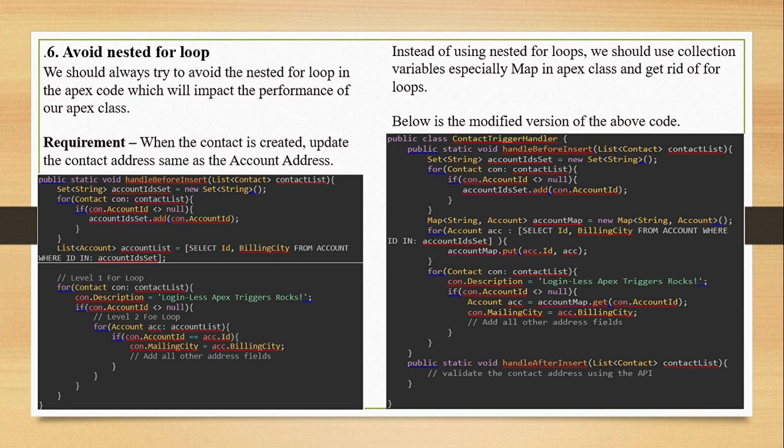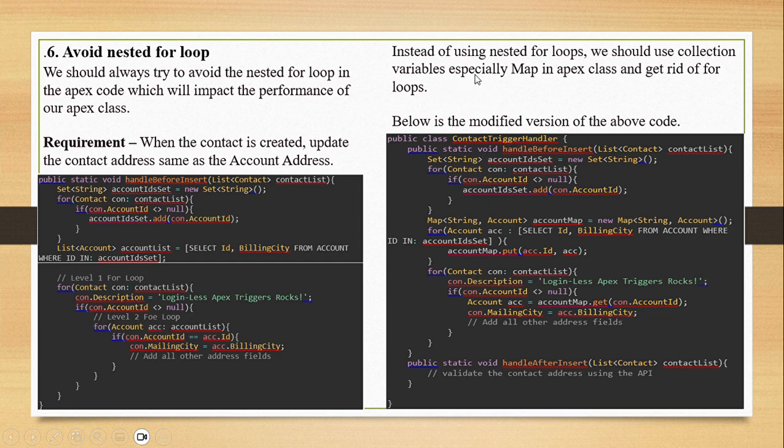When the contact is created, update the contact address the same as the account address. So public static void handle before insert, List<Contact> contactList, Set<String>. For contact, if contact.AccountId is not equal to null, accountIdSet.add(contact.AccountId), then a list of contacts with a level 1 for loop and a level 2 for loop. Here you can see that it is a level 1 for loop and it is a level 2 for loop.